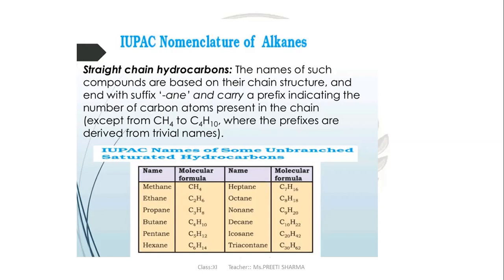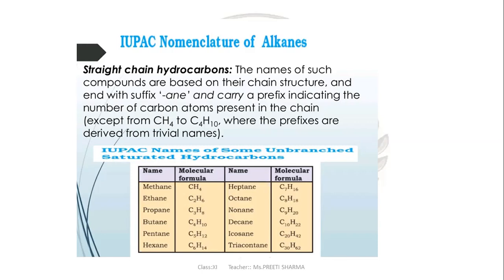If one carbon atom is present, we use the word meth. If two carbon atoms are present, then eth. Three carbon atoms, we use prop. For four, but. For five, pent. Six ke liye hex, seven ke liye hept, eight ke liye oct, nine ke liye non, and 10 ke liye dec. We have to learn till 10 only.